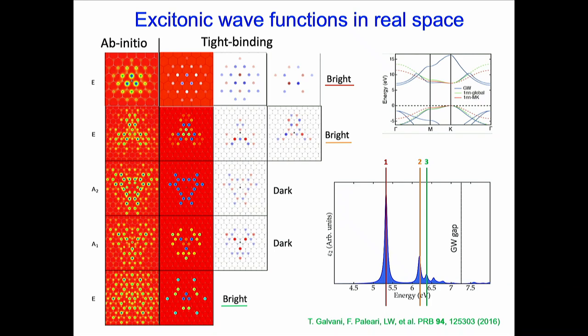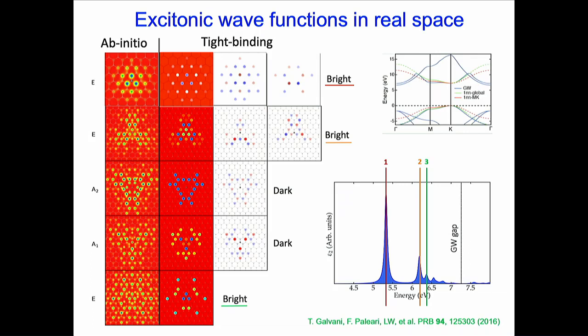At the same time, this explains why the optical oscillator strength goes down, because when you calculate the dipole matrix element, it turns out that if the average distance is small, it's very large, and then it goes down rapidly.